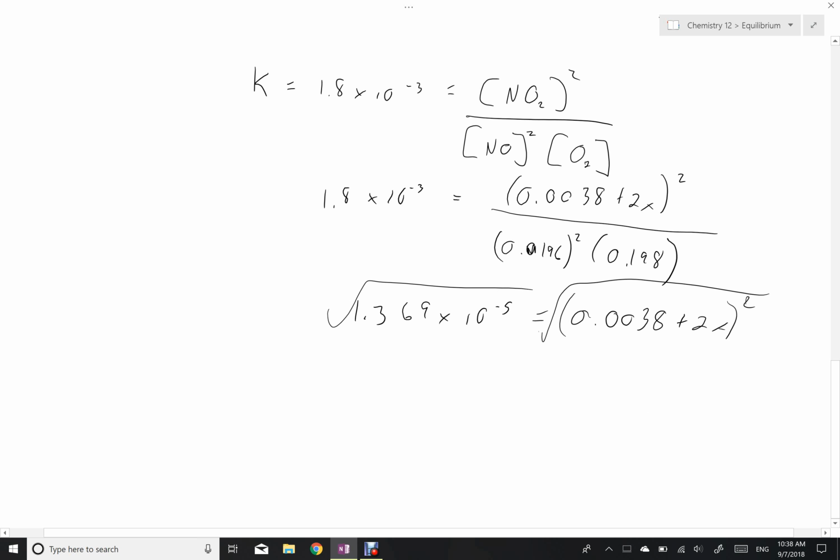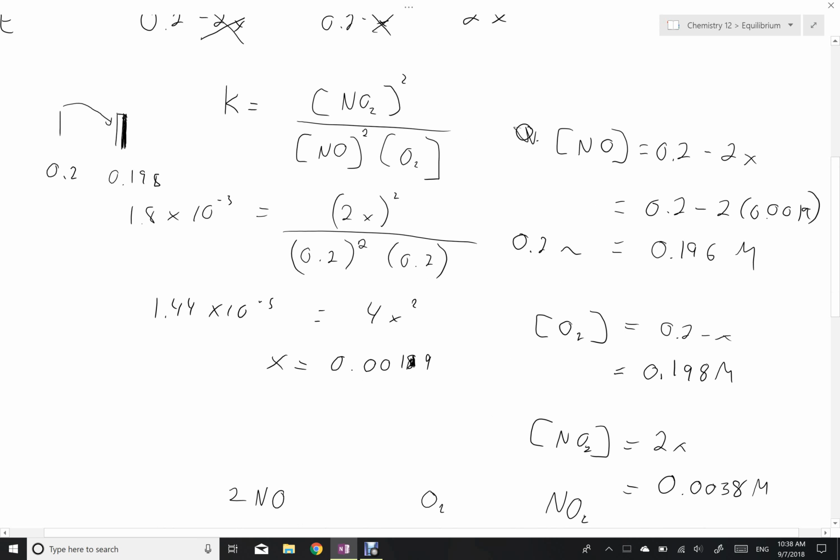And I get 3.7 times 10 to the negative 3 is equal to 0.0038 plus 2x. So I'm going to bring the 0.0038 over to the other side. And I get 1 times 10 to the negative 4 essentially, negative. And then I'll divide by 2. And I get x is down to negative 0.0005.